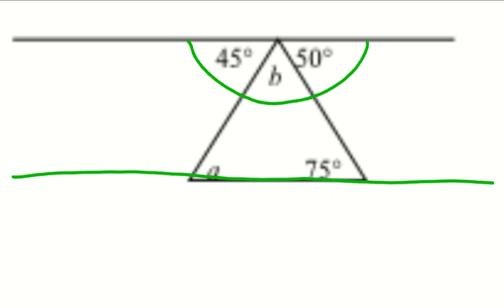What do those three add up to? 180. It makes a straight line, right? Anytime you got a straight line, the sum of the angles has to be 180. So we got 180 minus 50 minus 45. So what that gives me is B is 85. Everybody good with that?